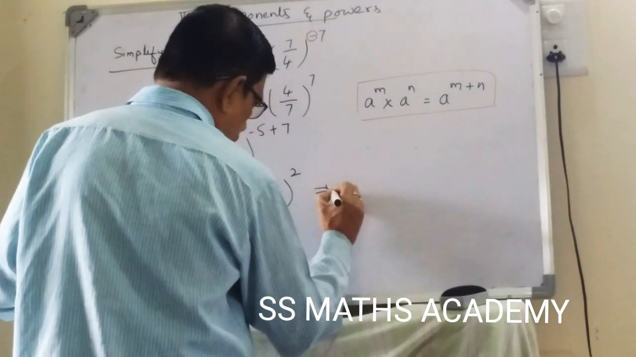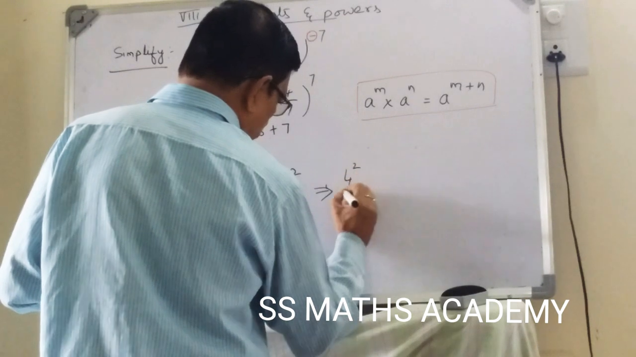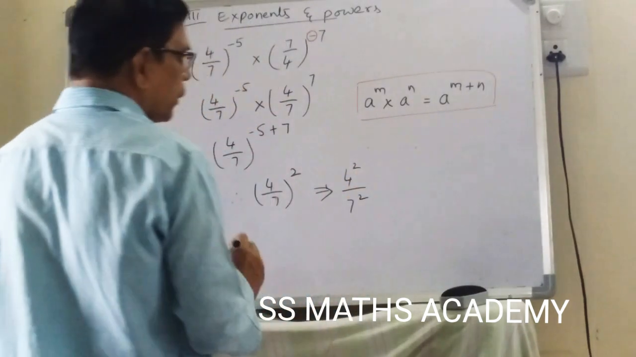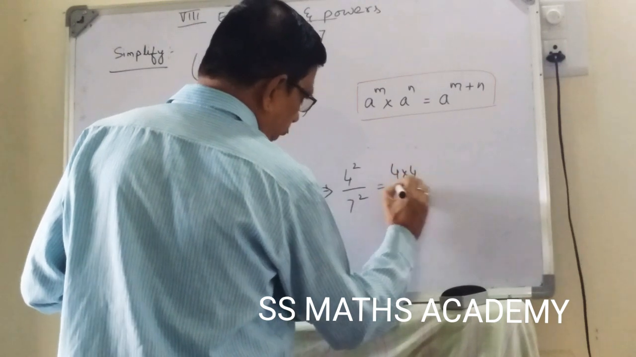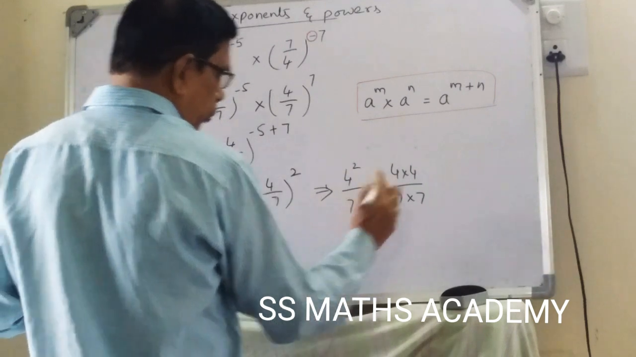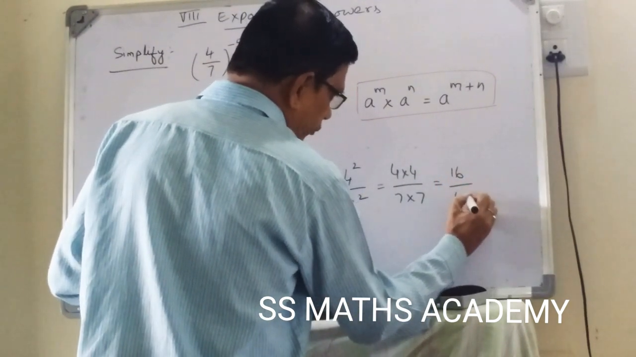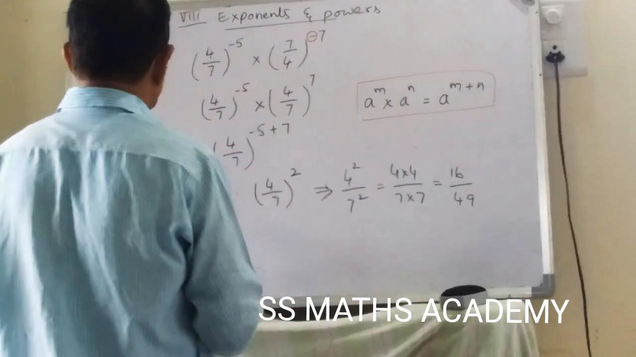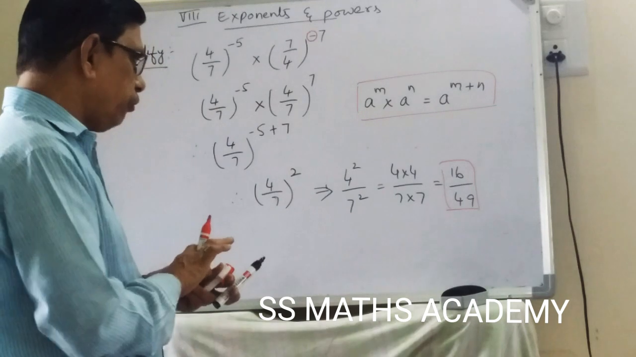So that is equal to (4/7) whole square, which is 4 square by 7 square. That is equal to 4 square, meaning 4 into 4, by 7 into 7. 4 is multiplied 2 times, 7 is multiplied 2 times. That is 4 4s are 16, 7 7s are 49. So what is the value we got? The value we got is 16/49.